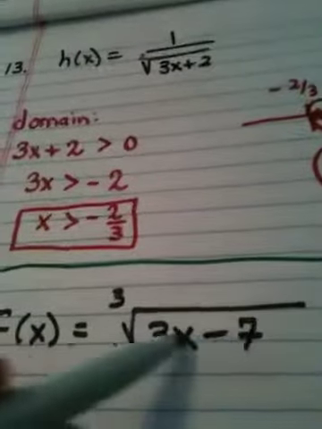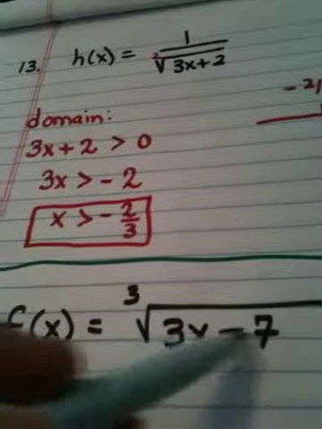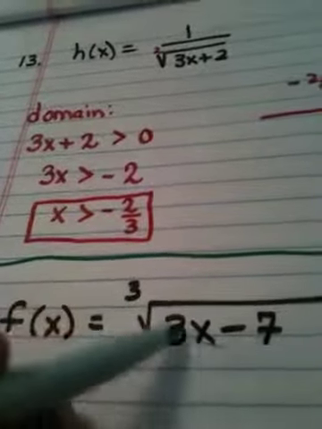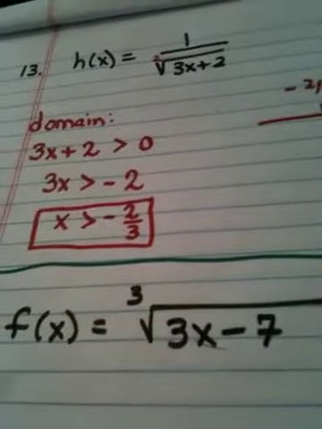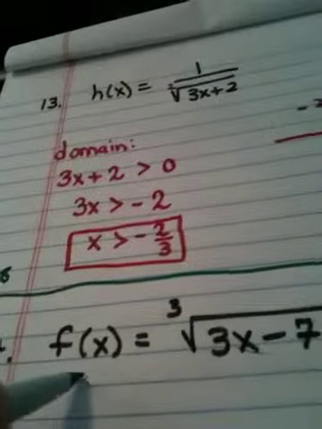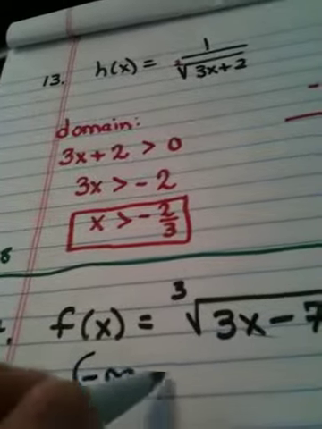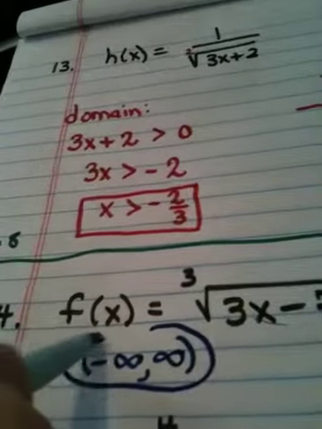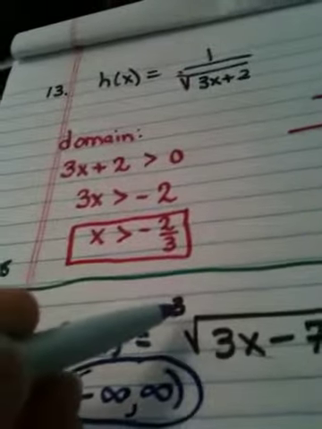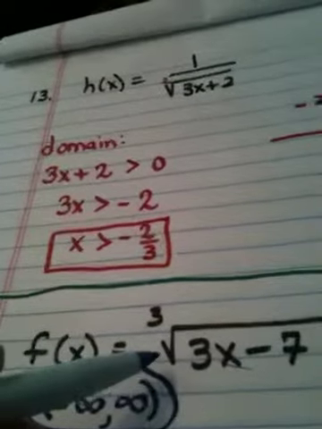So it doesn't really matter what's under here. There's nothing special going on. This can become any real number you want it to be. So the domain for question 14 is simply the set of all real numbers, with absolutely no work. And that is because of the odd index on the radical.